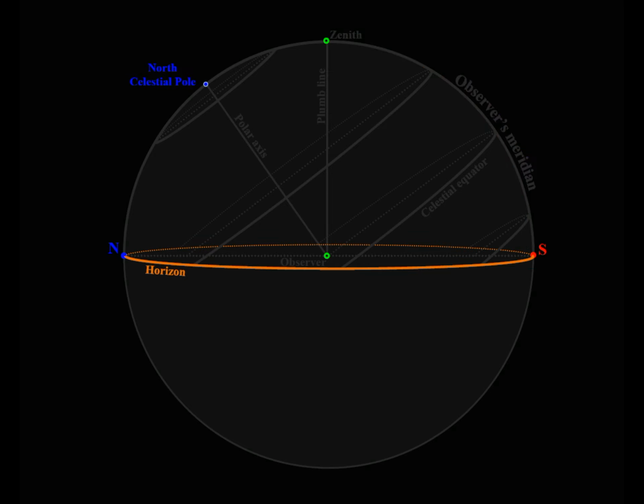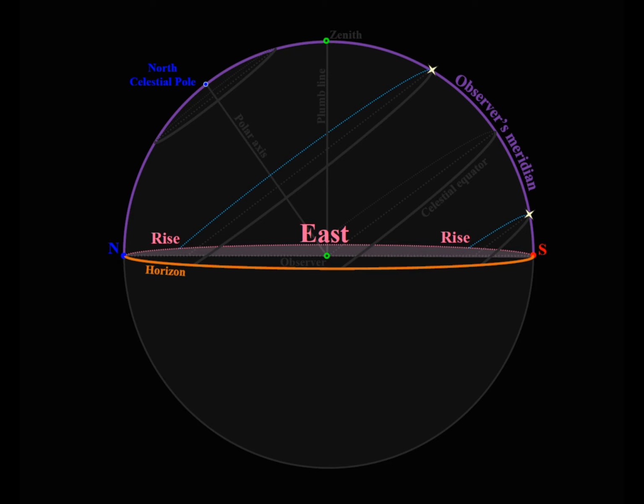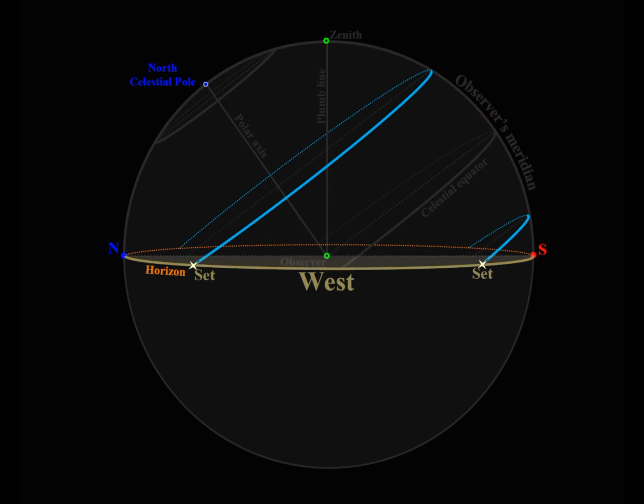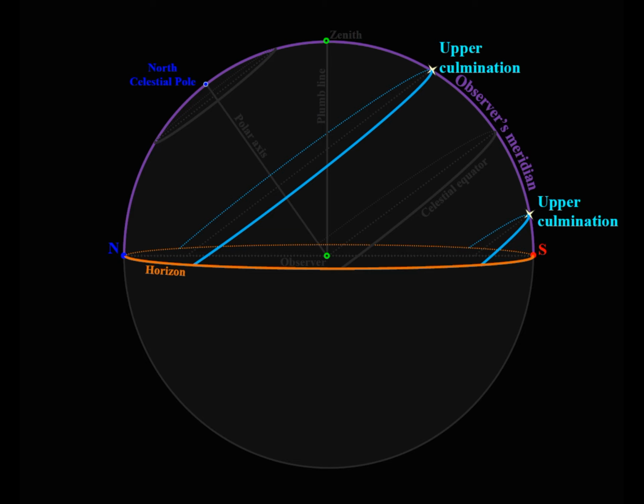The stars rise above the horizon like the sun in the eastern part of the horizon. Reaching its maximum altitude above the horizon, the star is on the observer's meridian. After that, the altitude of the star decreases and it sets below the horizon in its western part. The highest point above the horizon in a star's path, when the star crosses the observer's meridian, is upper culmination.